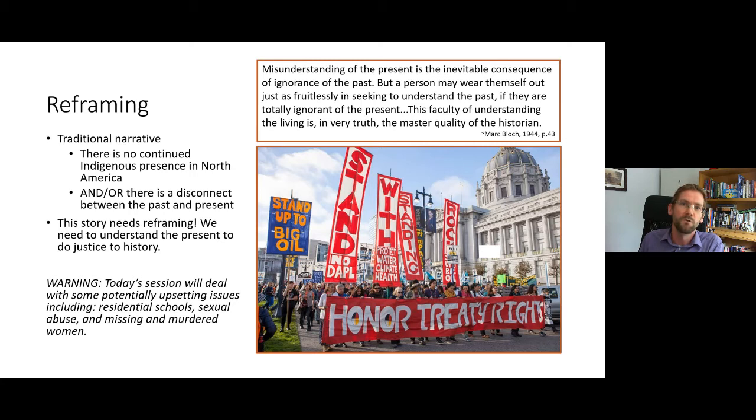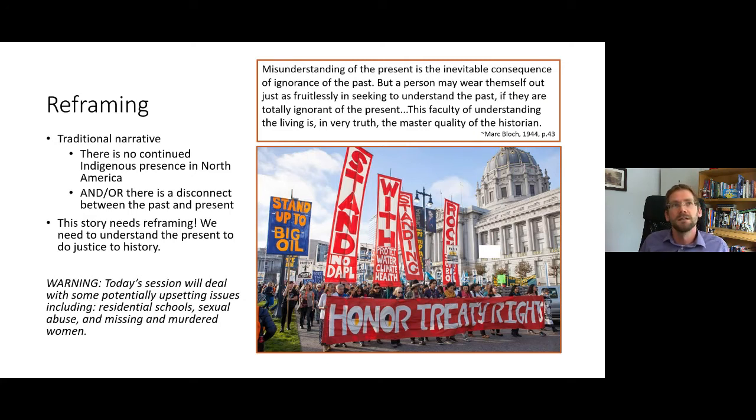Contemporary issues for Native Americans are not connected to the 19th century past, that somehow the 19th century history is finished and done, and whatever's happening now is a completely separate entity. And that actually is a really problematic thing as well. So that story needs reframing.